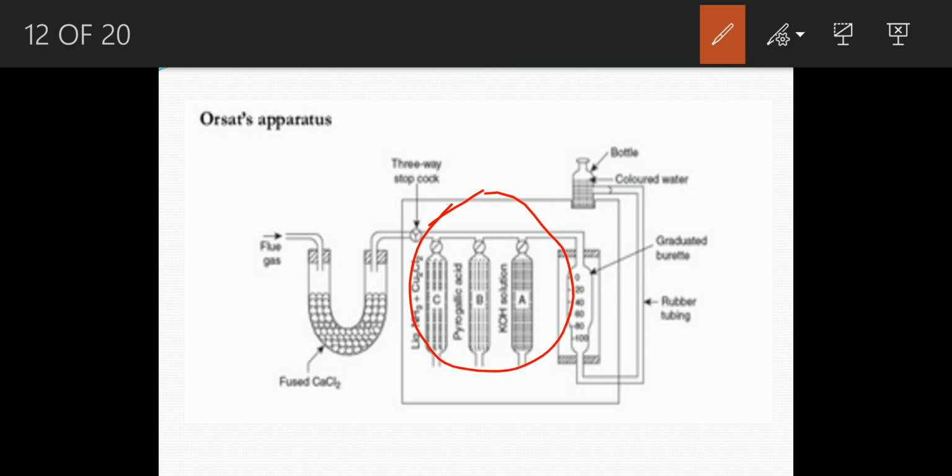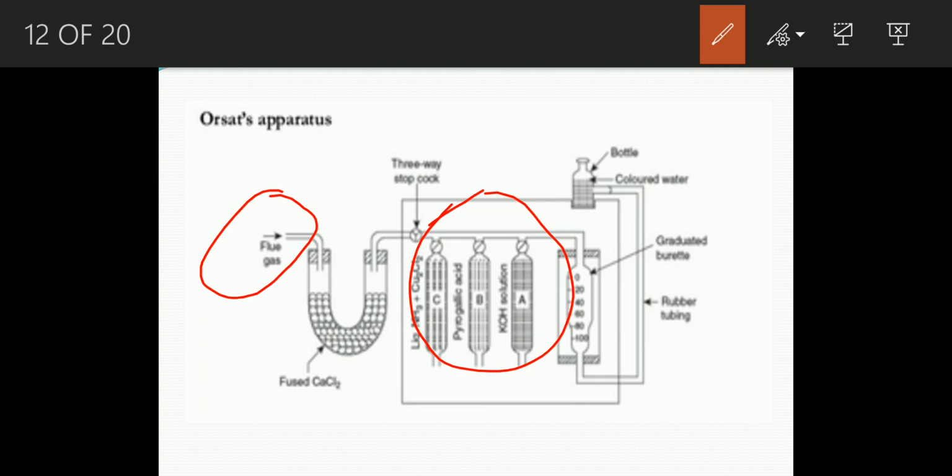The U tube is fitted with an inlet and an outlet. Through the inlet, we can take the flue gas into the U tube, where the moisture is absorbed. If at all soot or dust particles are there in flue gas, it can be eliminated by putting glass wool in the U tube.